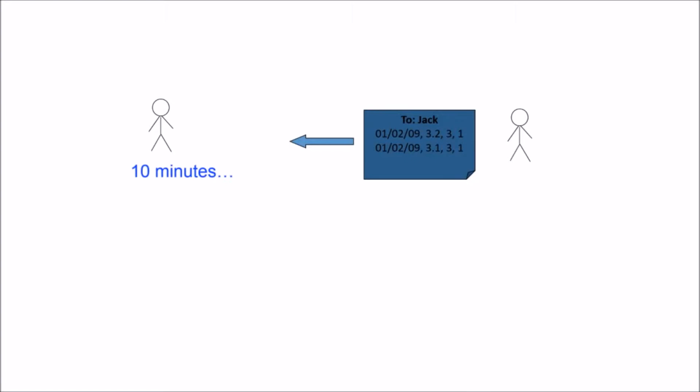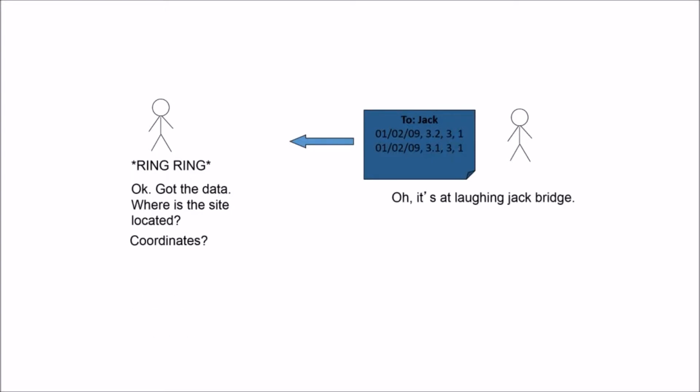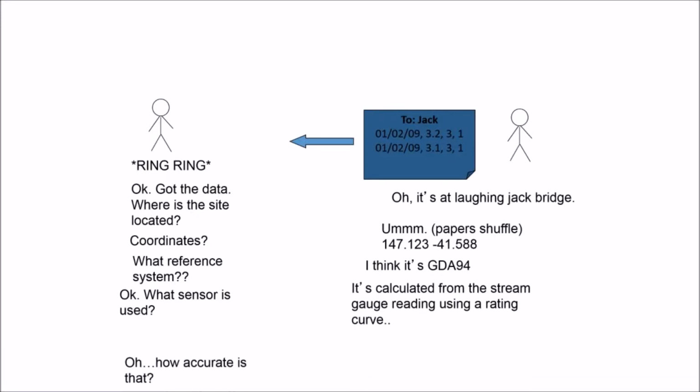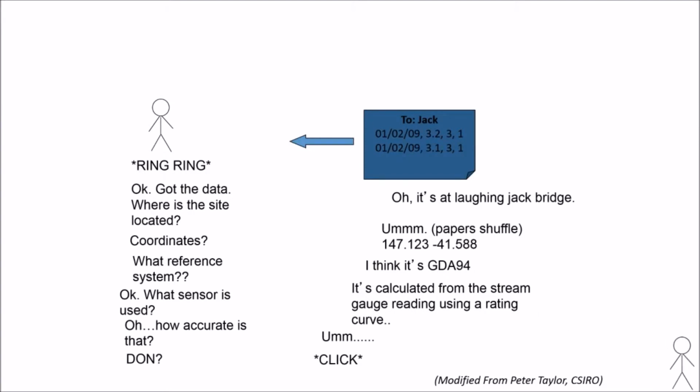Now the second problem of interoperability exists. Jack needs to understand the data. He needs some more metadata. Where's the site located? And luckily enough, Don can provide that information. But we need more information. What are the coordinates? What is the reference system? And then even more, what about the sensor, the method used to capture the data? Oh, it's calculated from a stream gauge reading using a rating curve. How accurate is this? And we run into more and more problems.